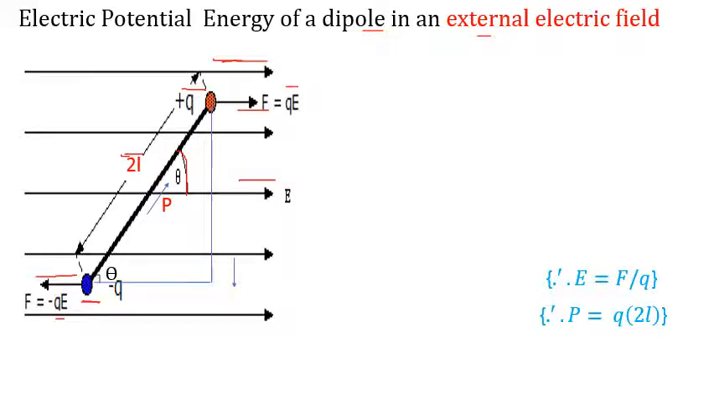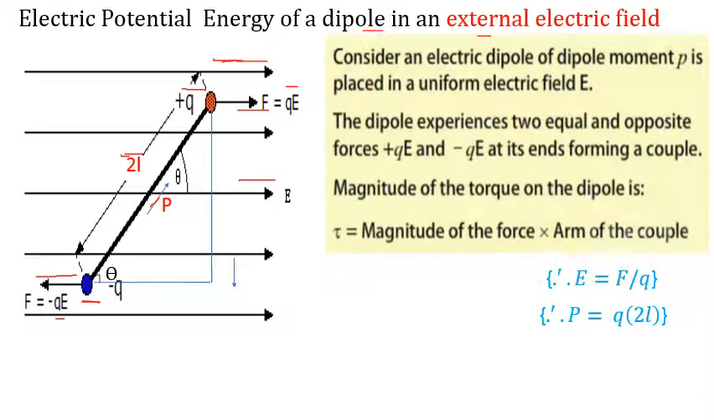Now here P is the electric dipole moment. The direction is as shown from negative to positive. Now as per this diagram, we have to write down description. So write down this description, and in this description the things are written here. Now we know that the magnitude of torque is given by one formula, and that formula is nothing but product of magnitude of any one force and arm of the couple or moment arm.